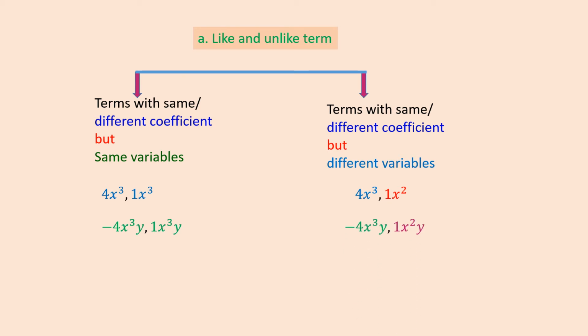One more example, minus 4x cube y, 1x square y. You will find that again coefficients are different, that doesn't matter, but in the variable part you have x cube and x square, so they are different. That is why we call them unlike terms. Minus 4x cube y and 1x square y, both are unlike terms.